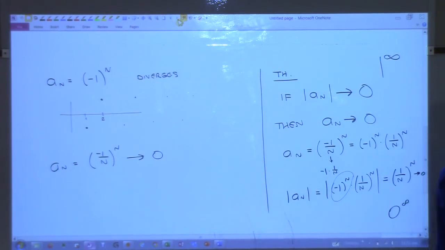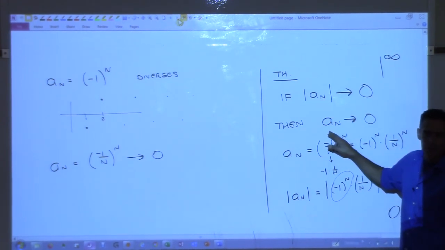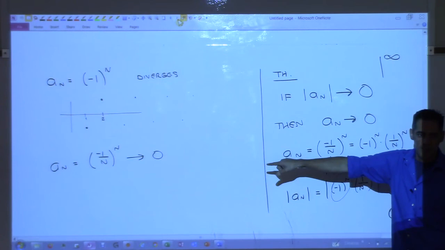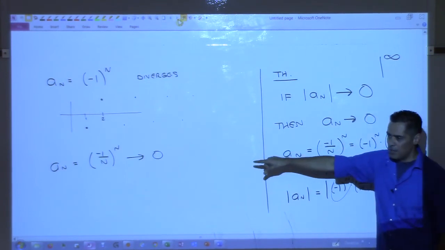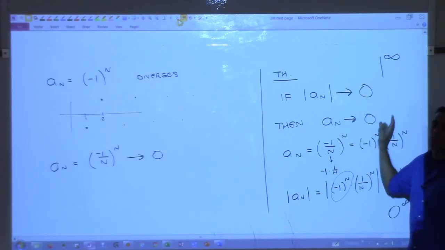Does that make sense? Use the absolute value, then whatever it does, the original one does, right? Did I say that right? I just said if you're having trouble with the sequence, look at its absolute value. Whatever the absolute value does, this one does. Say it again. Does this theorem say that when you're looking at a sequence, you look at its absolute value, whatever the absolute value does, the sequence does? That's not what this says. This says that if you're looking at a sequence and you look at the absolute value of it, if the absolute value goes to 0, then the original sequence goes to 0.